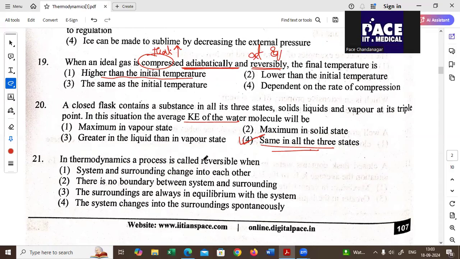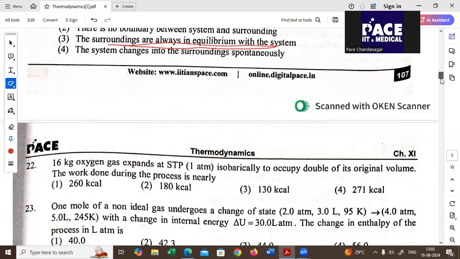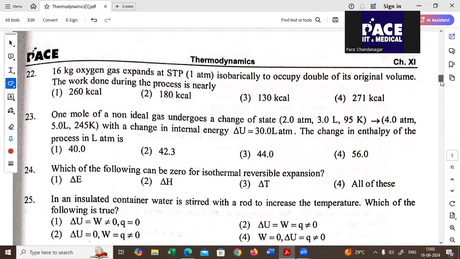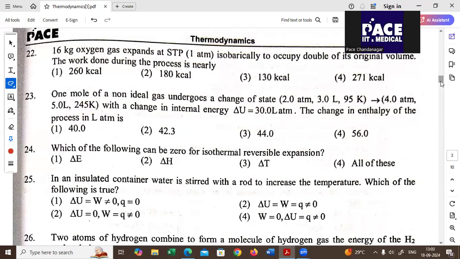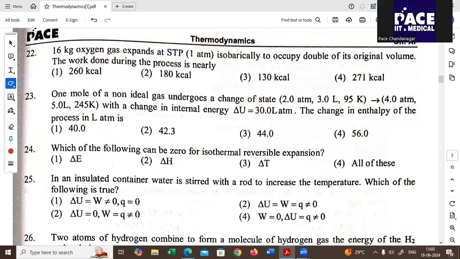In thermodynamics, a process is called reversible when the surroundings and the system are always in equilibrium. I think we have just done this. This is a repeated question. Next. Here comes some numerical type of question which we are going to do.